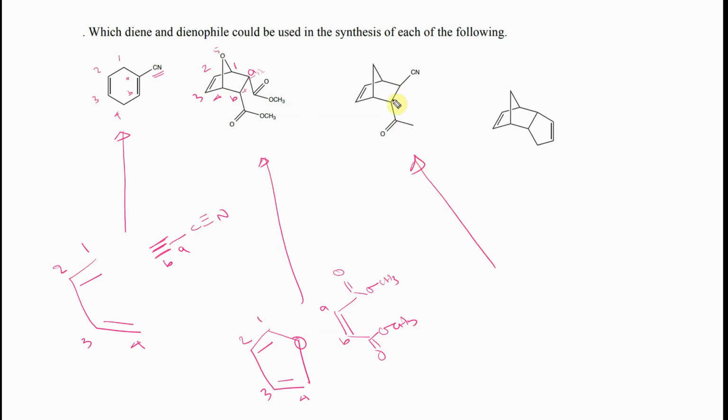Same approach can be done here, but as you can notice, the carbonyl here and the cyano here, they are trans to each other. If you look at that through that angle, you will see that the cyano and the carbonyl or the hydrogens are on the opposite side. Therefore this should be a trans alkene dienophile, and the diene is going to be your cyclopentadiene, because 1, 2, 3, 4, 5, that is your diene.